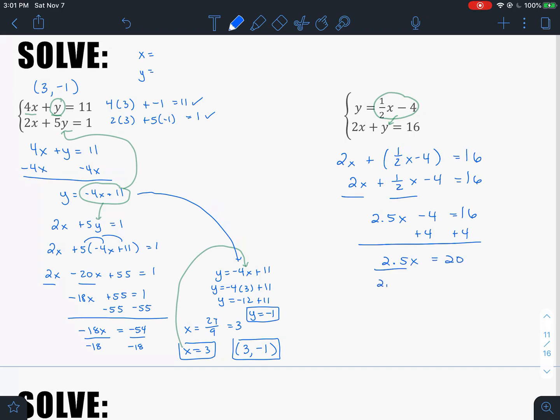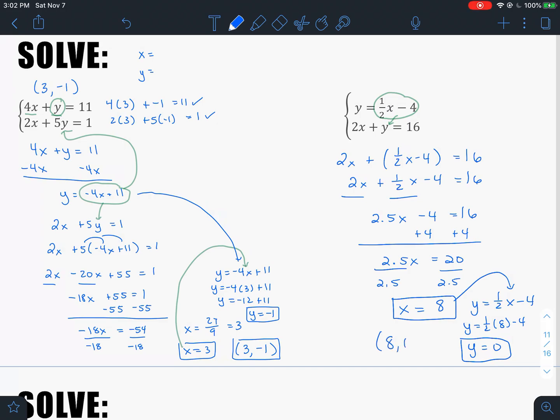Then I'm going to add 4 to both sides, and 2.5x is equal to 20. Then divide both sides by 2.5. And x is going to equal 8, I believe. Yeah, 2.5 times 8 is 20. And so my x-coordinate is going to be 8. Now I've got to find my y-coordinate. I know that y is equal to 1/2 x minus 4. That was given in the problem. So if I plug in 8, y is going to equal 1/2 of 8 minus 4. Half of 8 is 4, and 4 minus 4 is 0. So these two lines should intersect at the point 8, 0, which is also the x-intercept.